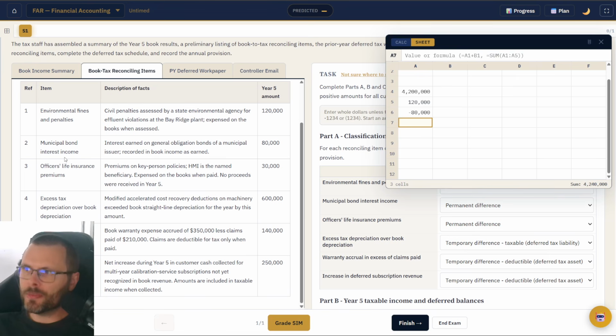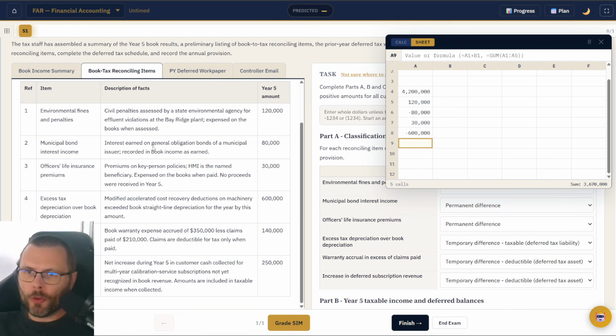Officers' life insurance premiums. So you've expensed the premiums, but you're the beneficiary, right? So the IRS says that's not deductible. Add it back. 30K. Number 4, excess depreciation, 600,000. Okay, so the tax return is deducting faster than the book, right? That means you've got a bigger deduction now, or smaller taxable income now. So subtract this, minus 600,000.